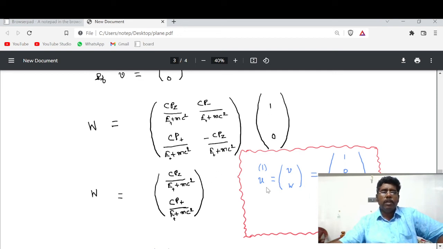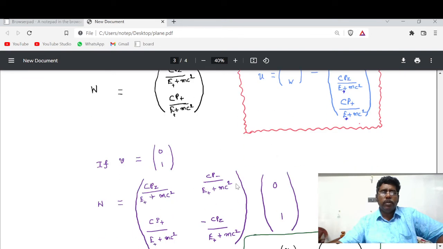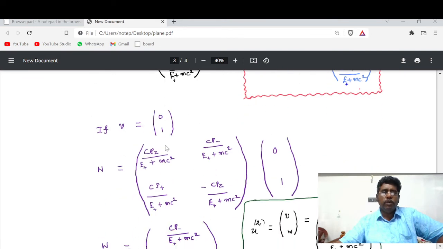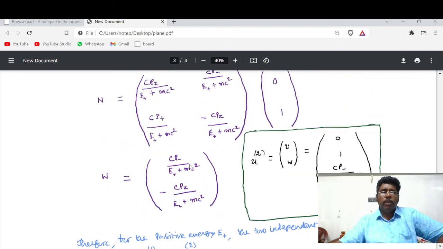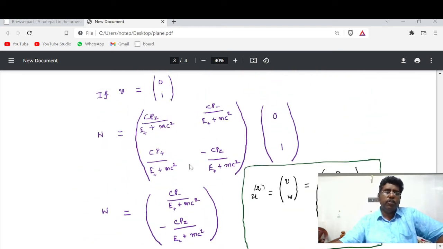Next, we have to consider the value of V as (0, 1). If V equals (0, 1), then we can get the value of W by substituting C sigma dot P divided by E plus mc square, which should be multiplied by V, (0, 1). We can get the value of W as this much. Now the second eigenfunction is U2 equal to VW, with V equal to (0, 1). This is the value of V. This is the value of W. Now we have two eigenfunctions corresponding to the positive energy state.